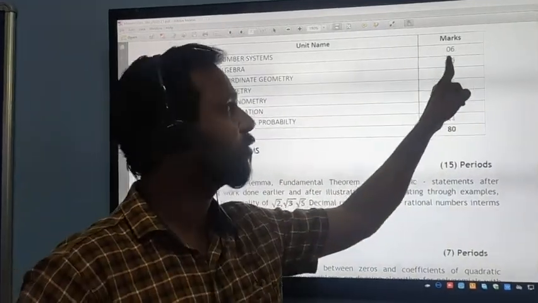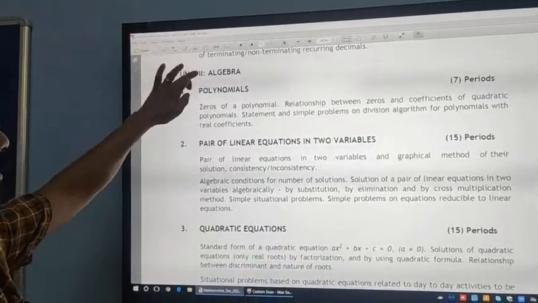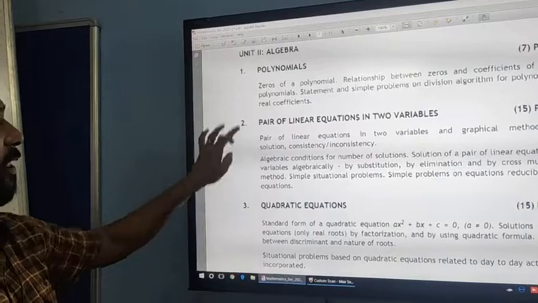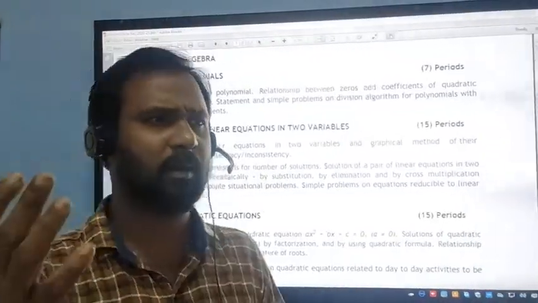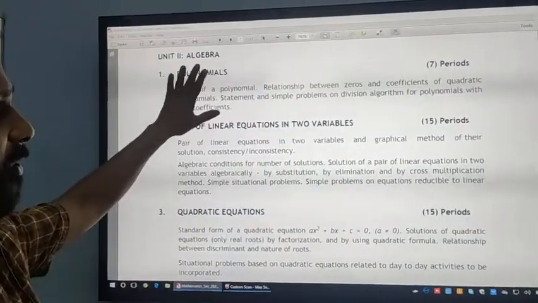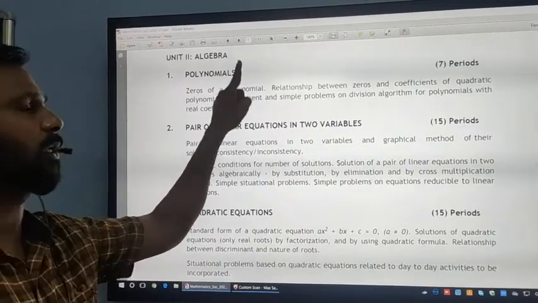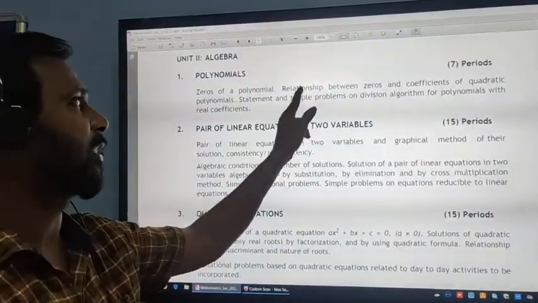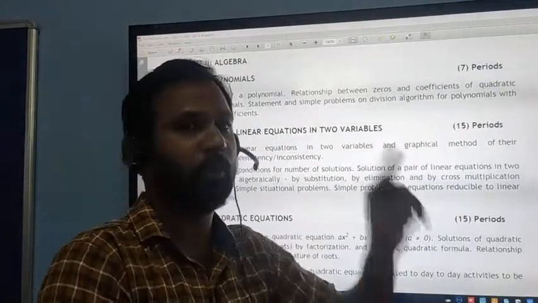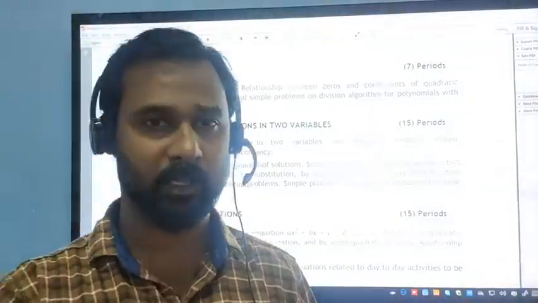Algebra carries 20 marks, and that section, unit 2 algebra, contains 4 chapters. The first chapter is polynomials, with which you have been familiar from 8th class onwards, but here in 10th class we start the chapter with the concept of zeros of a polynomial. Then we will find the relation between zeros and the coefficients of a quadratic polynomial. What do you mean by the word quadratic? By quadratic we mean a second degree polynomial.